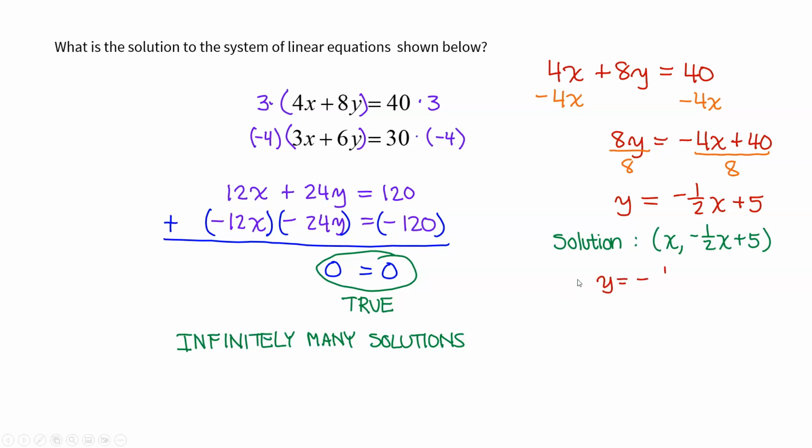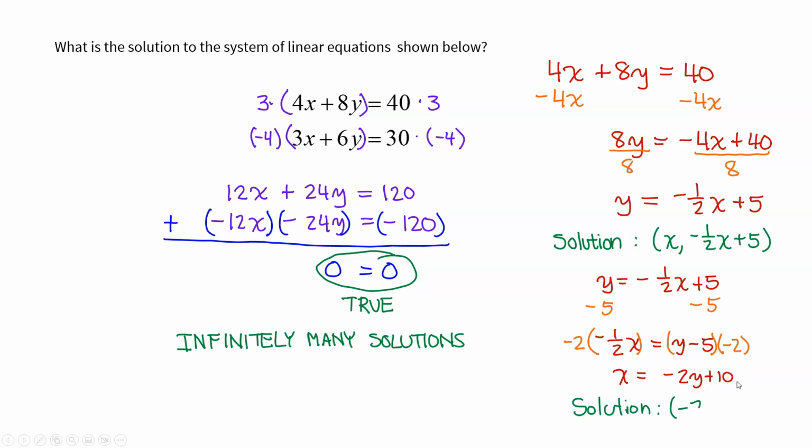It also could have been the case if I take this equation here and solve it for x by subtracting 5 from both sides, multiplying both sides by negative 2. I get negative 2y plus 10. I could also express it like this. Negative 2y plus 10 is the x-coordinate, and then I have a y-coordinate. If it fits this format, it's also a solution. So either way, that's how you would usually express a solution for infinitely many solutions for your ordered pair.